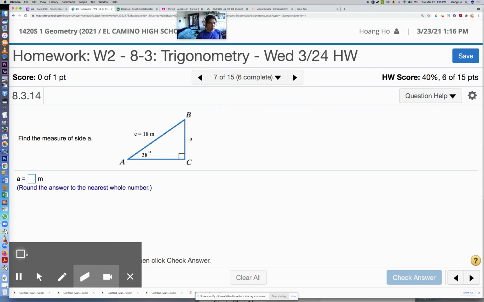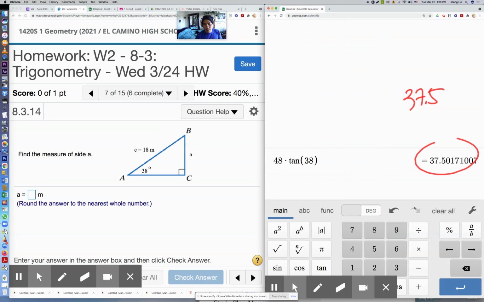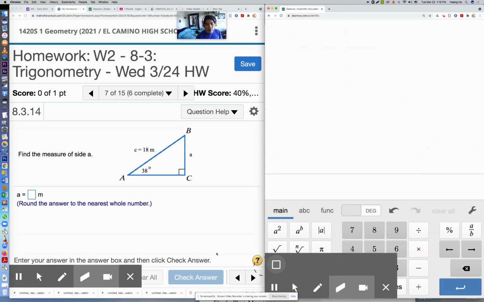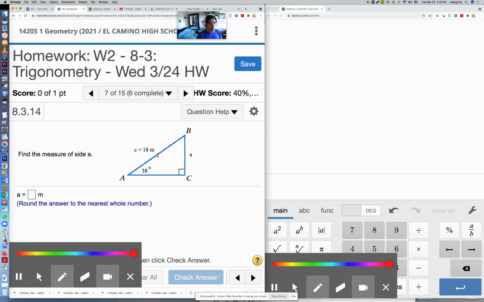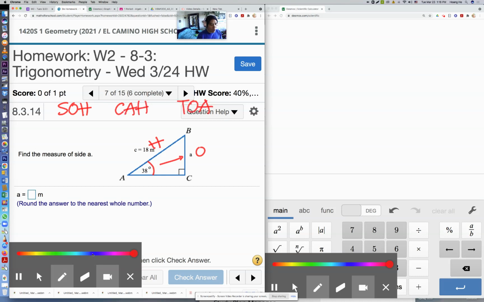Okay, here we go. Oh, now I need the calculator. So I get my split screen back. Over here, make sure I clear everything. Okay, so now in this right triangle, angle 38 right here, this should be opposite. 18 should be hypotenuse. Your song is SOH CAH TOA. So you have only opposite and hypotenuse. So you have to use sine.